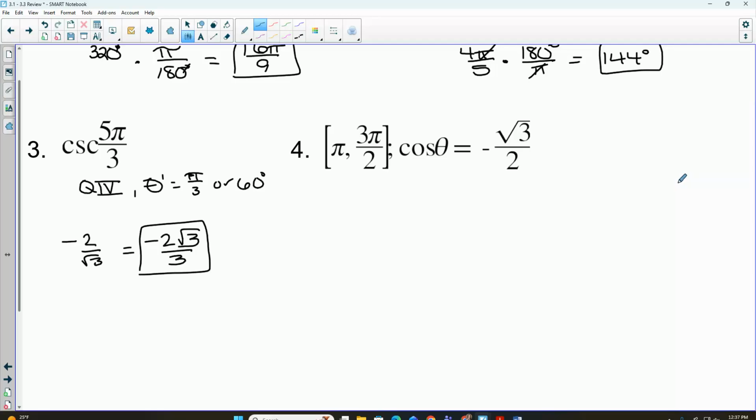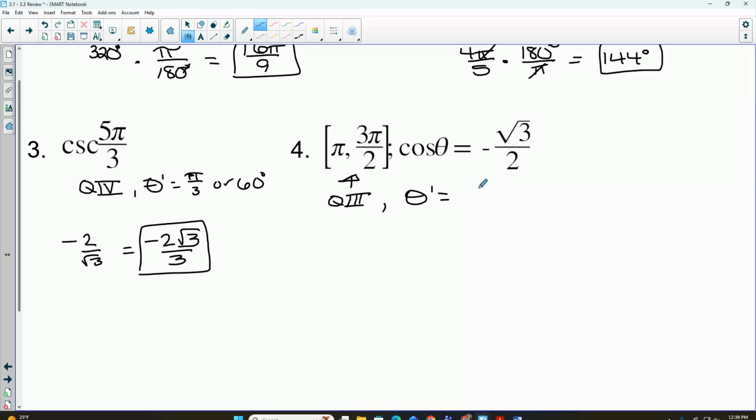What am I asking for in question 4? Find the angle. If you are between pi and 3 pi over 2, what quadrant is that? Okay, that also tells me I need an answer in quadrant 3 and I'm in radians. Reference angle. When is cosine radical 3 over 2? So I'm thinking about my hand trick.